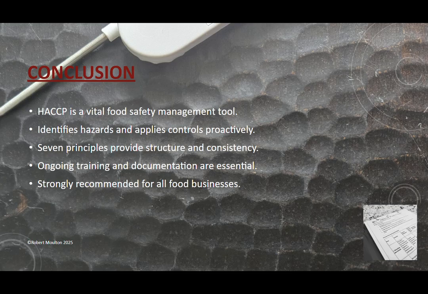So the HACCP system is a critical tool in food safety management. By identifying hazards and applying control measures at key stages of the production process, it significantly reduces the risk of contamination. The 7 principles of HACCP provide a structured, proactive approach to ensuring the safety of food products, and on an ongoing basis, training, adherence to HACCP guidelines and diligent record keeping are essential to maintaining safe environments for your food. And food businesses are strongly encouraged to regularly review their HACCP plans as part of a broader commitment to public health and consumer protection.